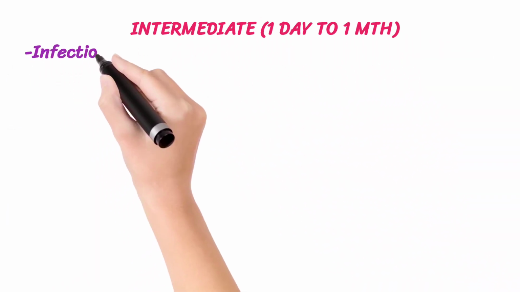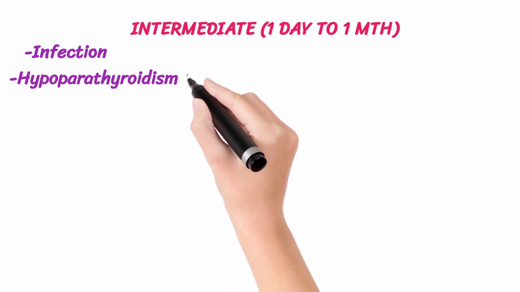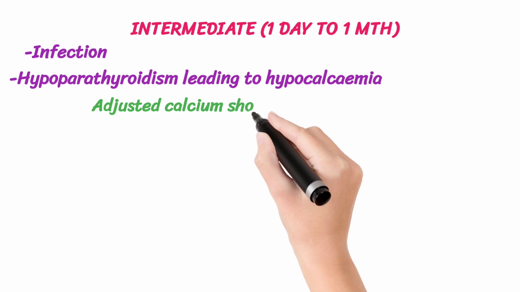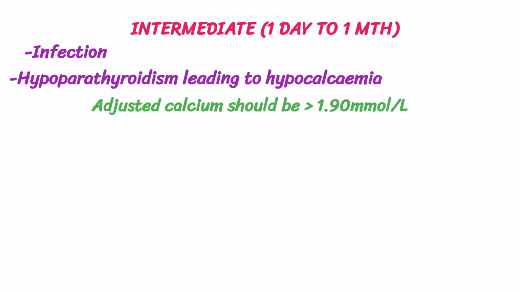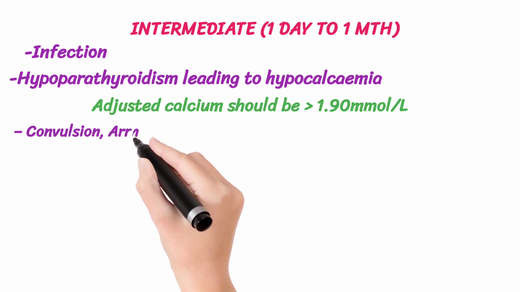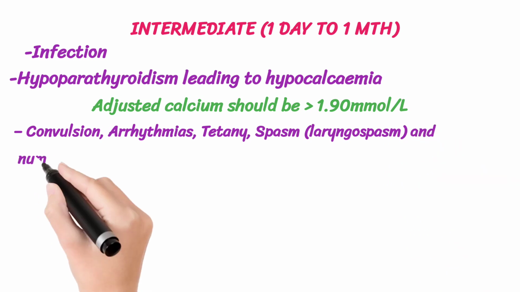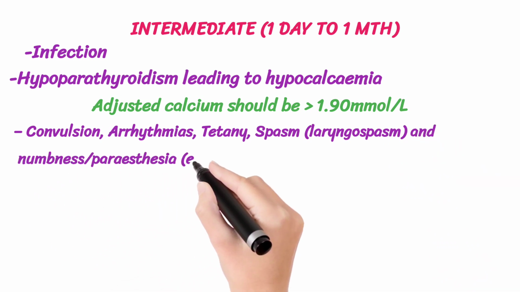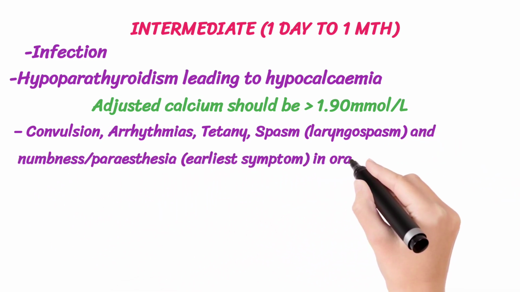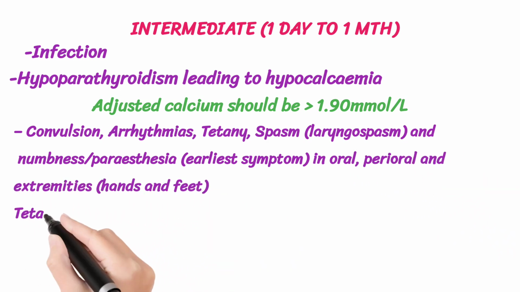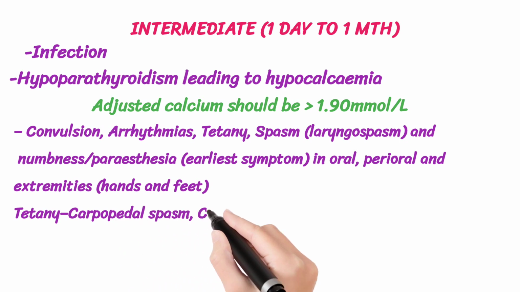So you can have infection, hypoparathyroidism leading to hypocalcemia. So the calcium should be adjusted and should be greater than 1.9 millimole per liter. So how do you know the patient is hypocalcemic? You can have convulsions, you can have arrhythmia, tetany, spasms or numbness, paresthesia, which is one of the highest symptoms in oral, perioral, and extremities, that is hands and feet. And the tetany, you know the 2 signs.